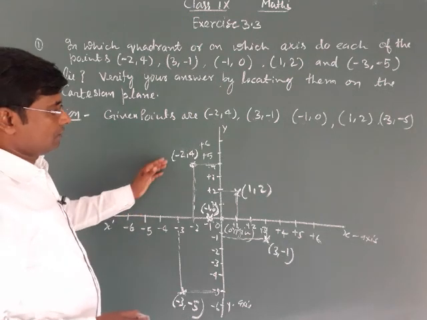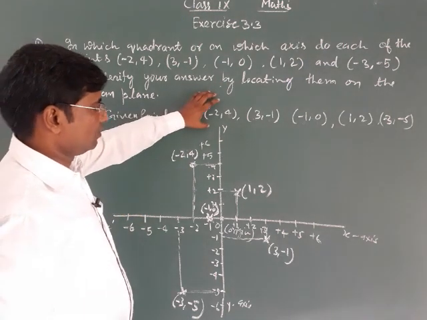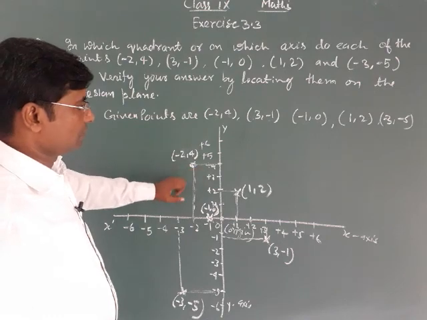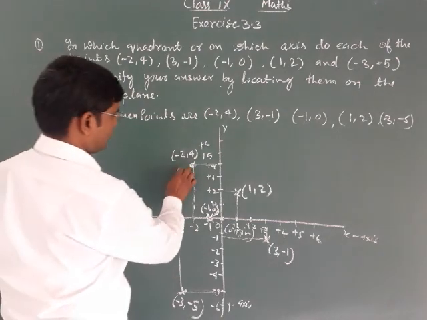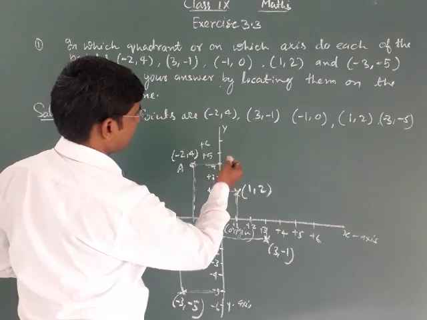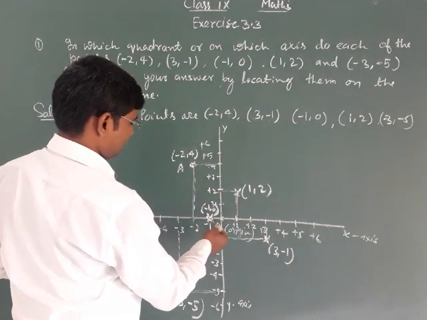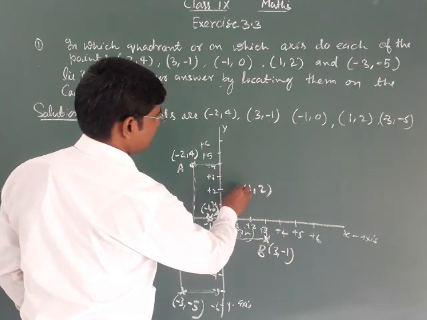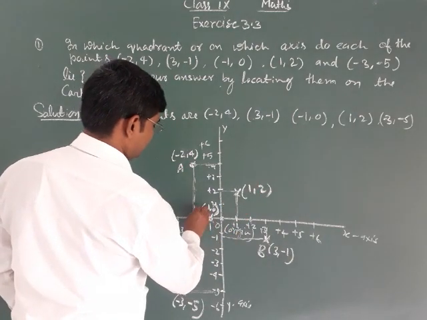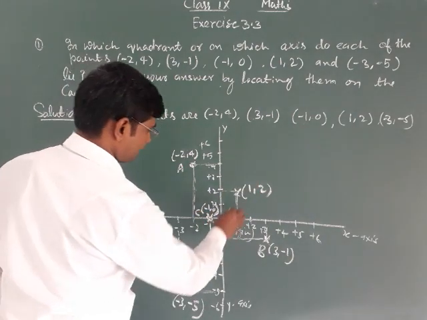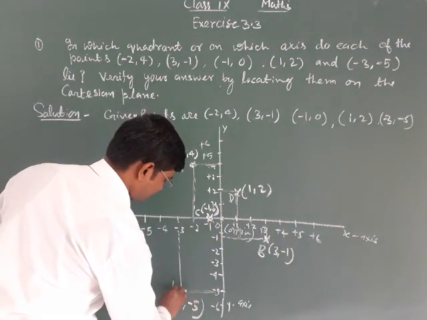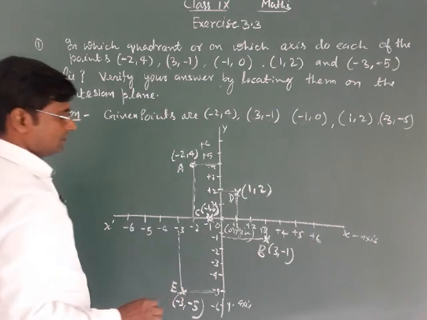So these points are located on the Cartesian plane. Now take this as A, this as B, this as C, this as D, and this is point E.